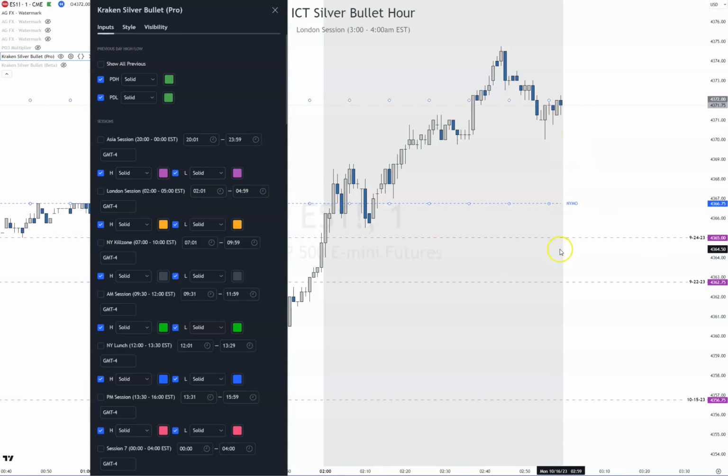So at London, I always start with the Asian range, right? And that is 8 o'clock to midnight, the Asian range. So you'll see that this plots that right here, the Asian range high and the Asian low, and it gives you the price right here and right here, right? You can turn off the top line, the high line if you want, it'll disappear, the price will stay.